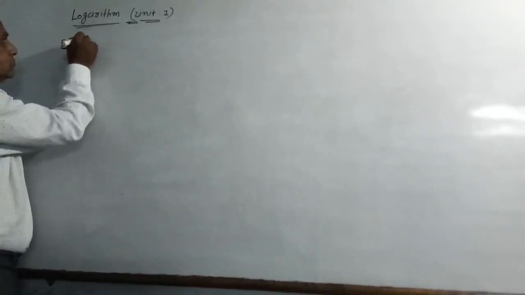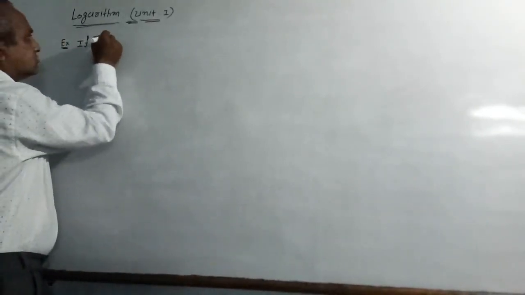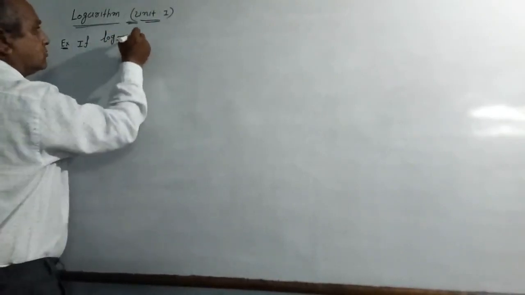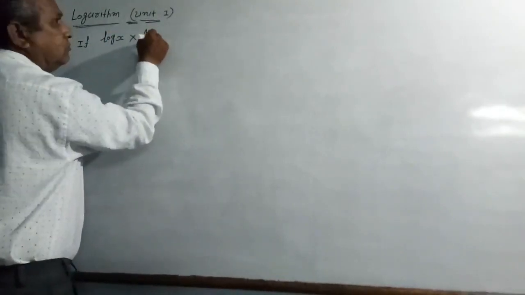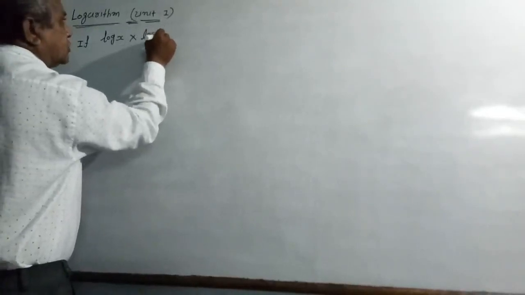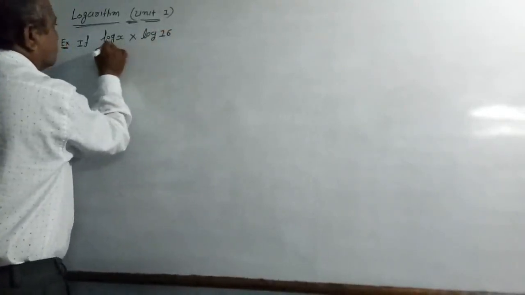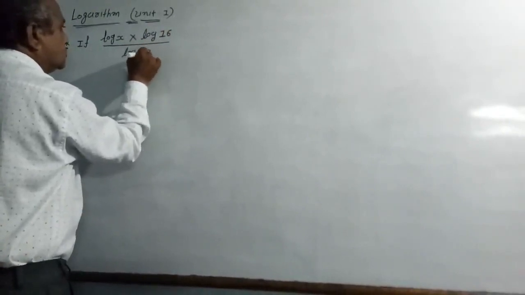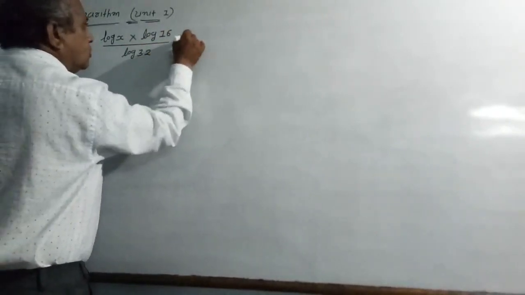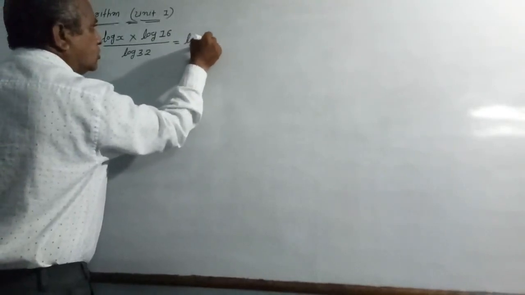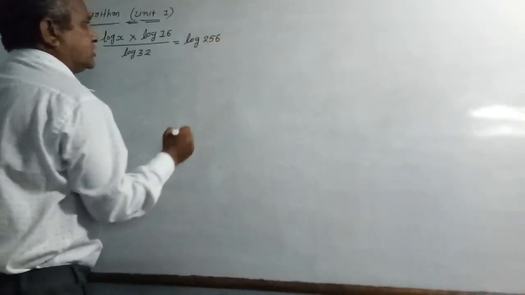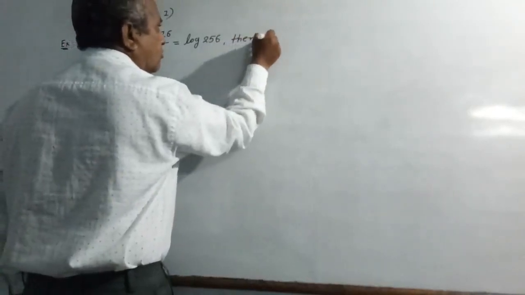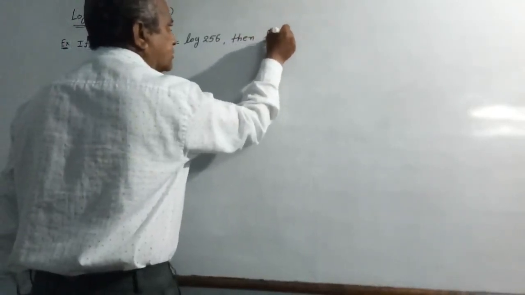If log x multiplied by log 16 divided by log 32 is equal to log 256, then find the value of x.